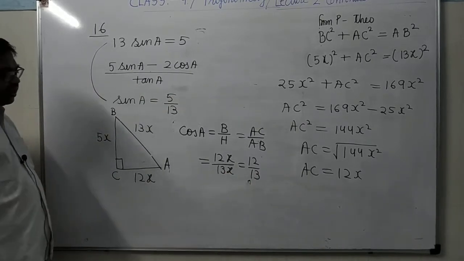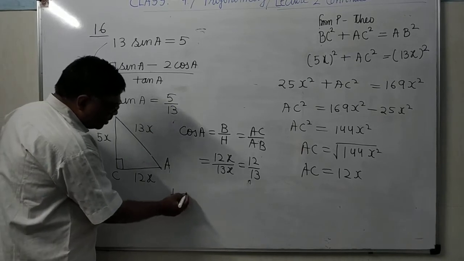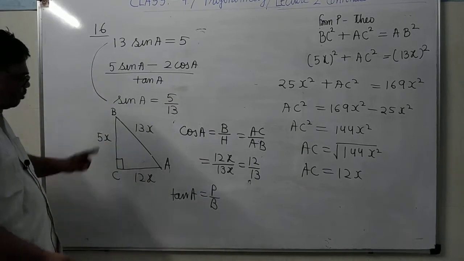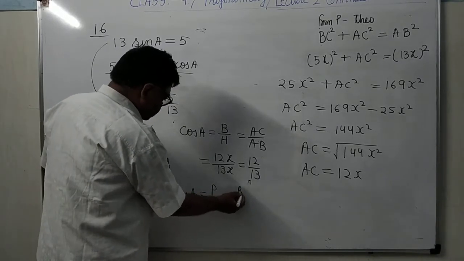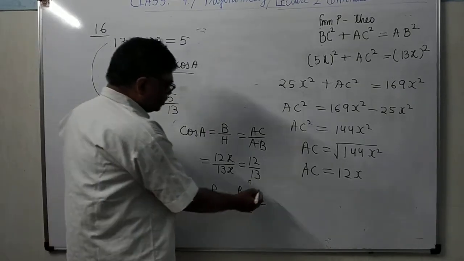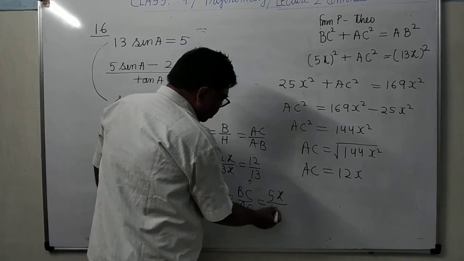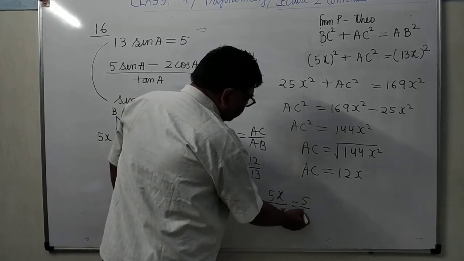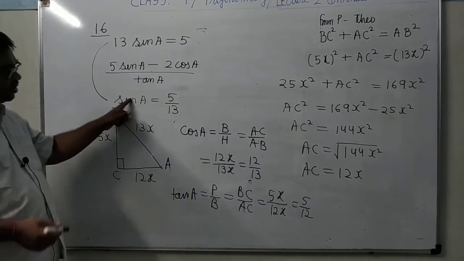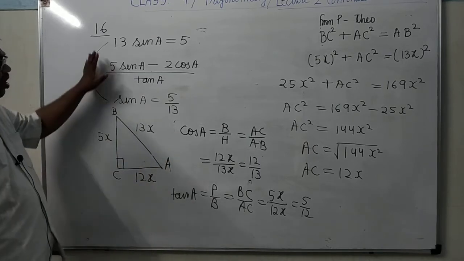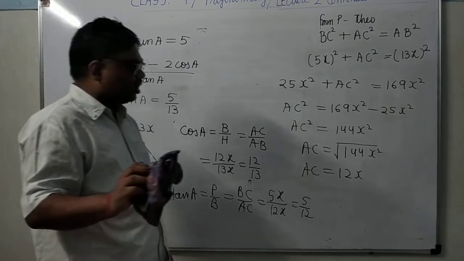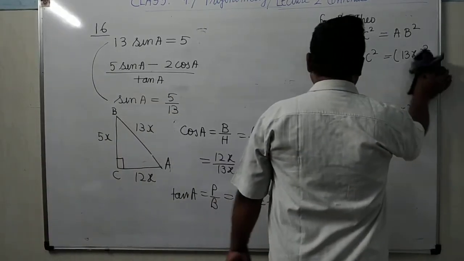Then one more value is left here, tan A. Tan means perpendicular upon base. With respect to A, what is perpendicular? BC upon AC. BC is given 5x upon 12x. That is 5 upon 12. So in this way you have found the value of sin A, cos A, tan A. Now you have to substitute and then find the value of the trigonometrical expression. That is very simple.